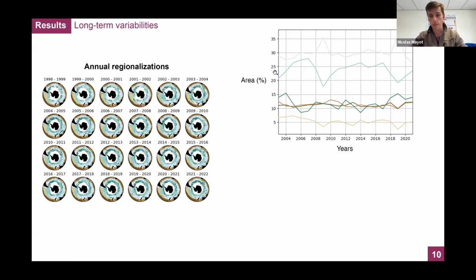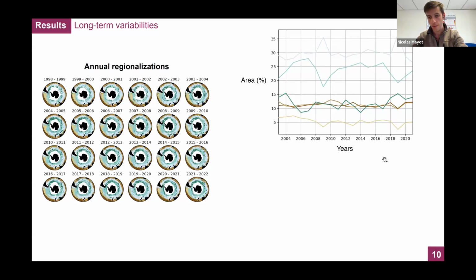And in fact, when I look at this area for each region over the last 20 years, I don't really see any high trend in terms of variation of the size of each region. We can maybe argue that the region here, the yellow one, which is in the Pacific region, could have an area which is decreasing over time, but that's it. Like I don't see big changes in terms of the size of each region.